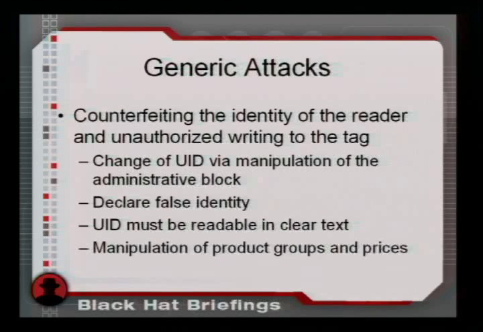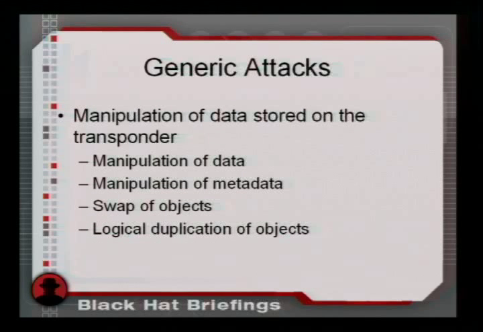Also, you can counterfeit the identity of a reader and do unauthorized writing to the tag. For instance, change the user ID or manipulate the administrative block, so you are able to declare a false identity. The UID must be readable in clear text, and manipulation of product groups and prices, as presented 2 years ago. You are able to manipulate the data directly stored at the transponder, so you are able to manipulate the data and the metadata.